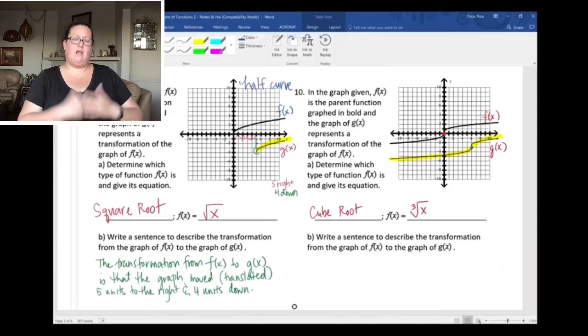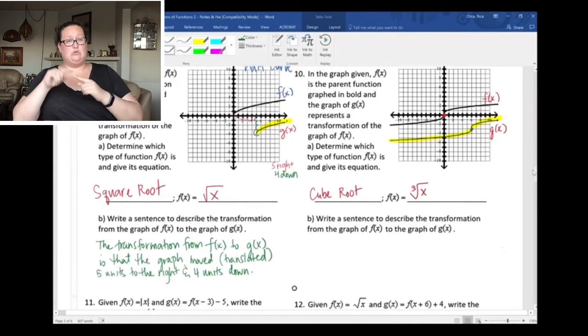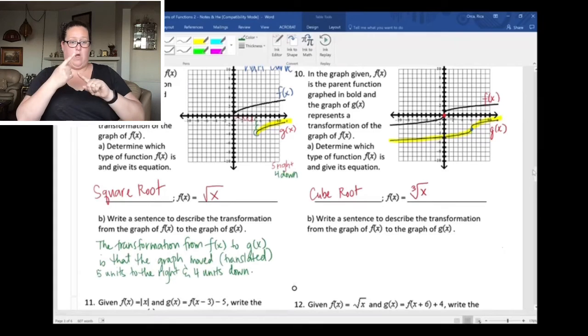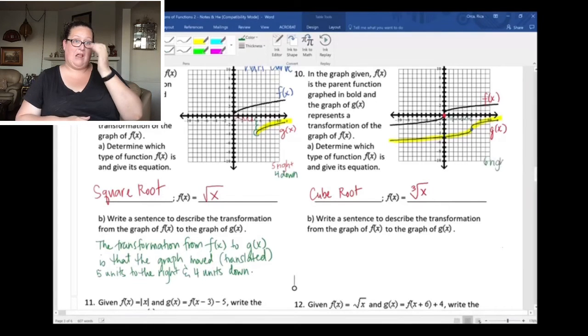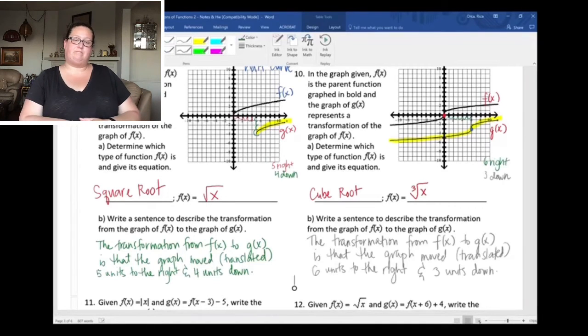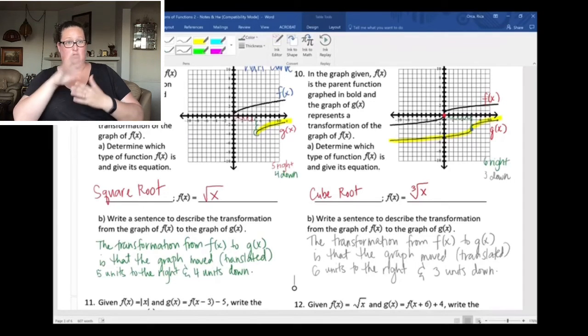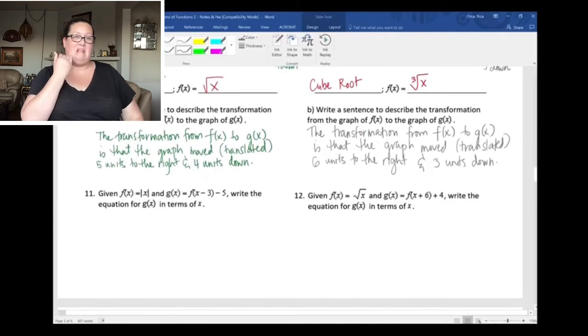Now let's find the transformation. To go from f of x to g of x, we would have to go 1, 2, 3, 4, 5, 6 units to the right, and 1, 2, 3 units down. The transformation from f of x to g of x is that the graph moved, translated, 6 units to the right and 3 units down.